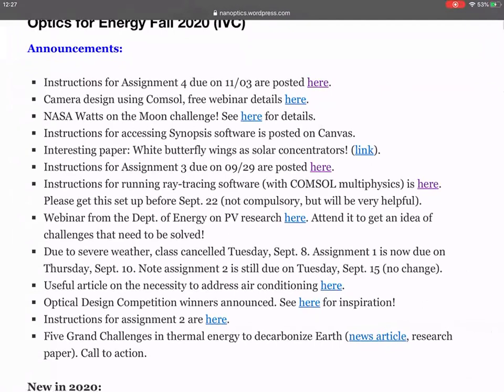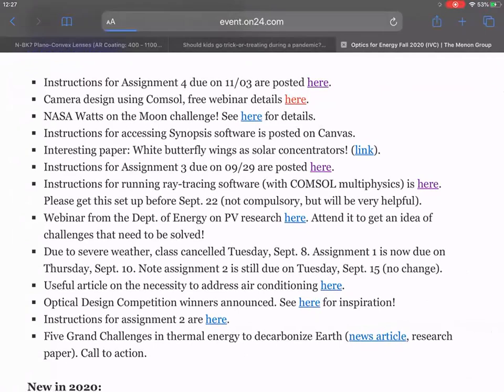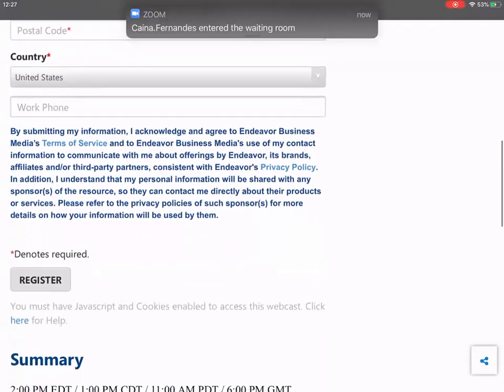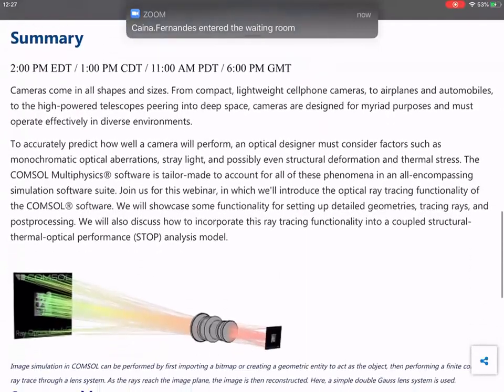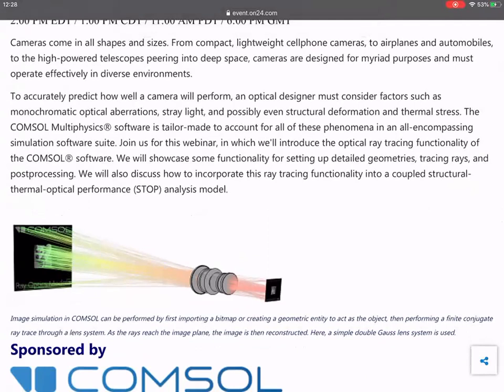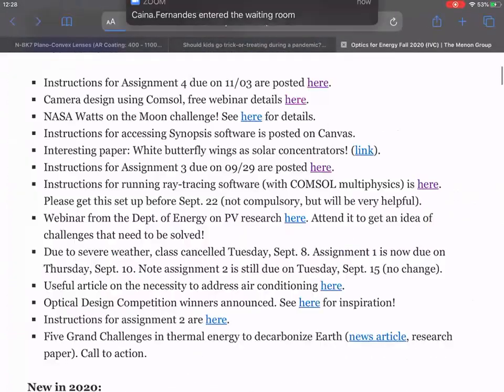Another announcement: I just noticed that there's a free webinar from COMSOL about camera design, so you can go here and register for it. Let's see if it shows up. Make sure the link's working. Yeah, so you can just register for it. This is COMSOL, not Synopsys, but this shows you how to do the design of optics in a cell phone camera, for instance. And this is related to what Apratim talked about in his lecture, if you recall. So I think it might be very useful, and I highly recommend signing up for it.